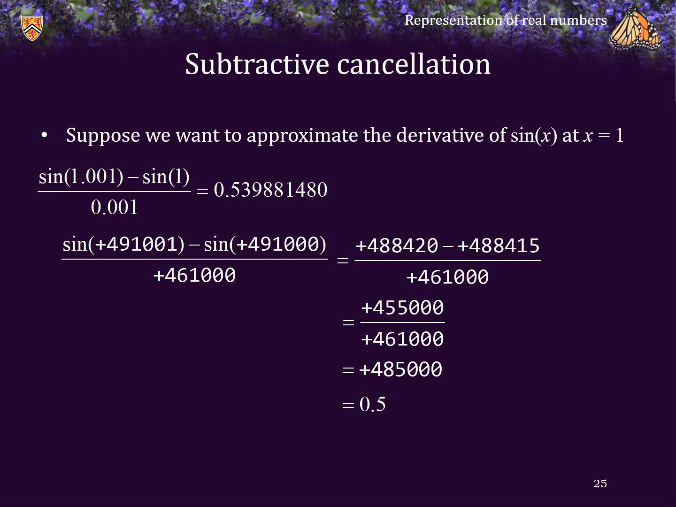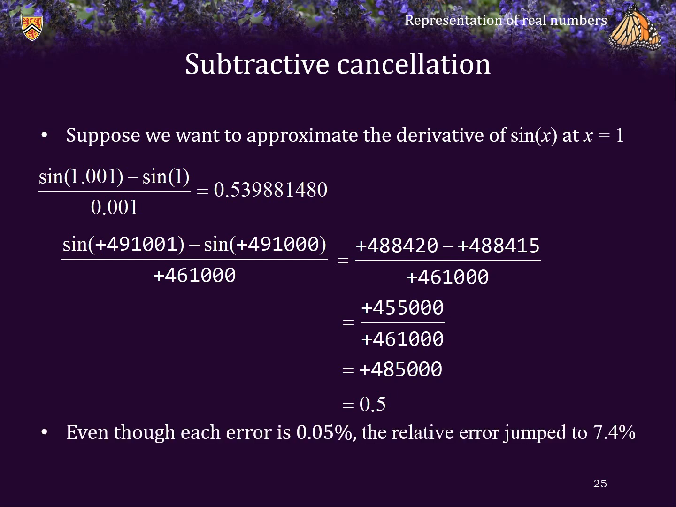We were trying to use a formula that should have given us an approximation of at least something close to 0.54, but we only got 0.5. So even though with every single calculation, the maximum error resulting from the representation would have been 0.05%, and we did 1, 2, 3, 4 computations, the fourth of which doesn't even introduce any error, those 4 computations caused the relative error of the answer to jump to 7.4% relative error. How did we go from 0.05% relative error to 7.4% relative error?